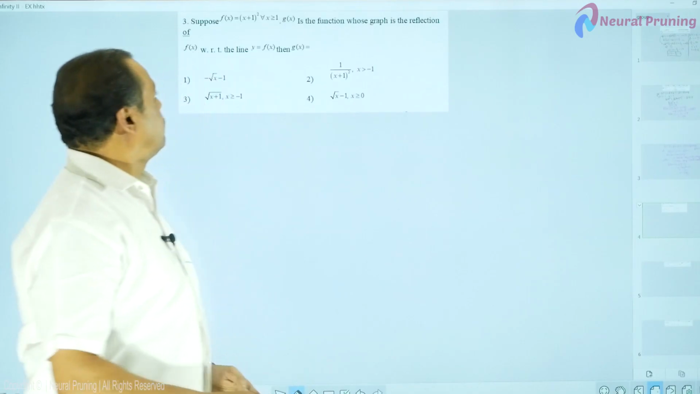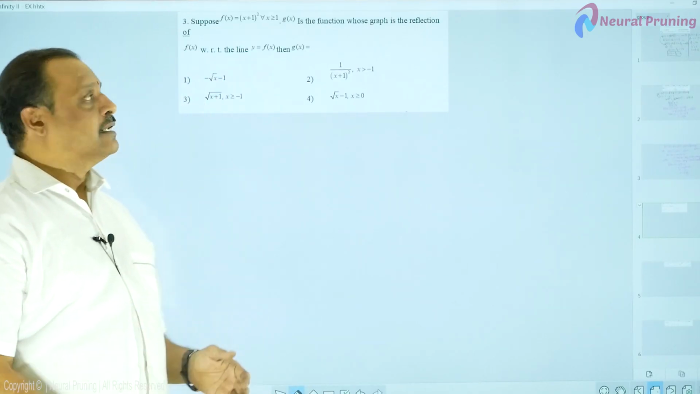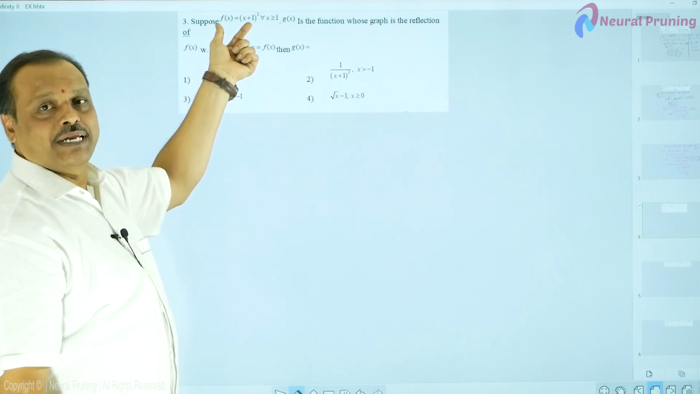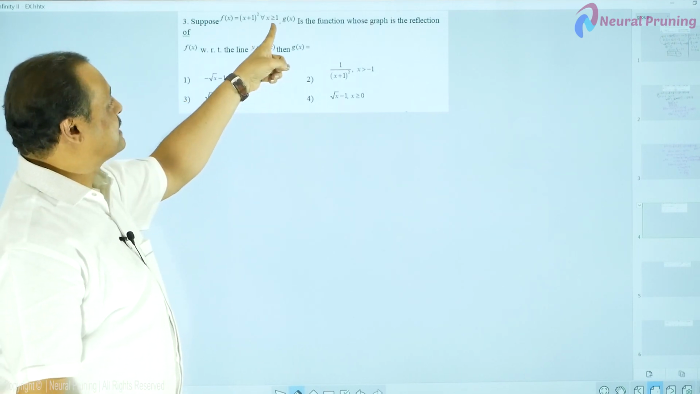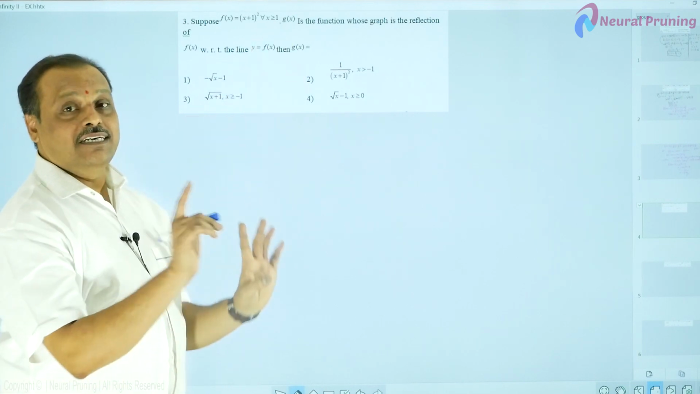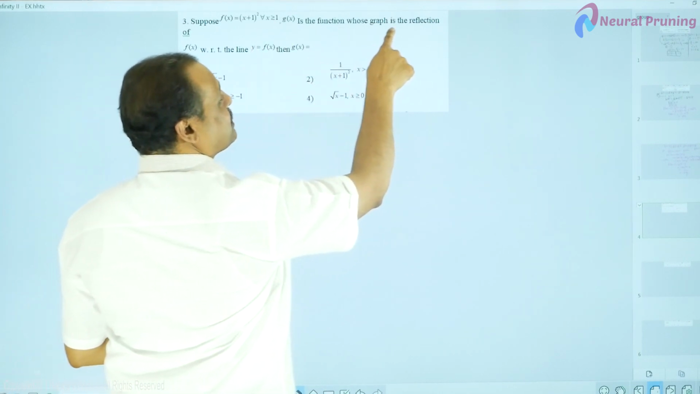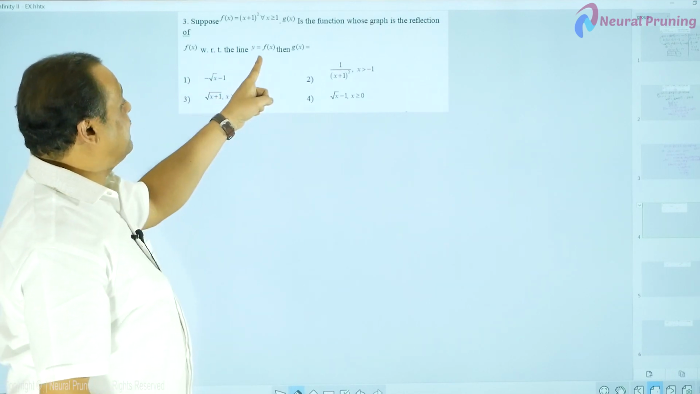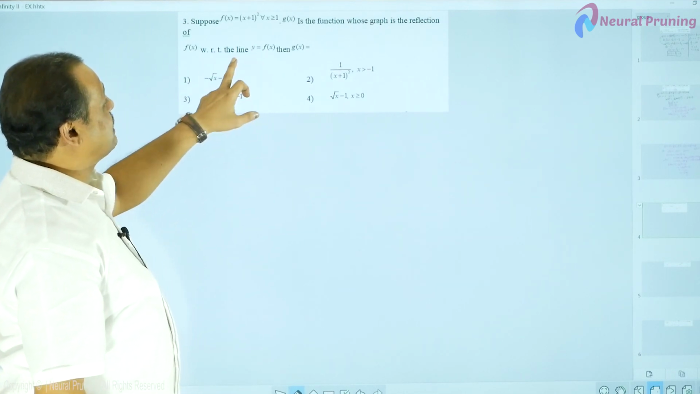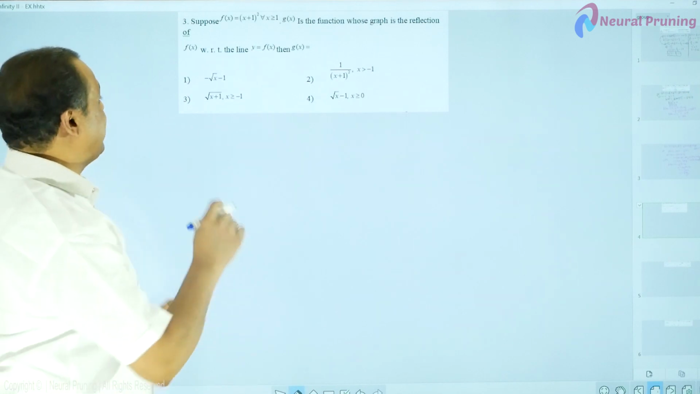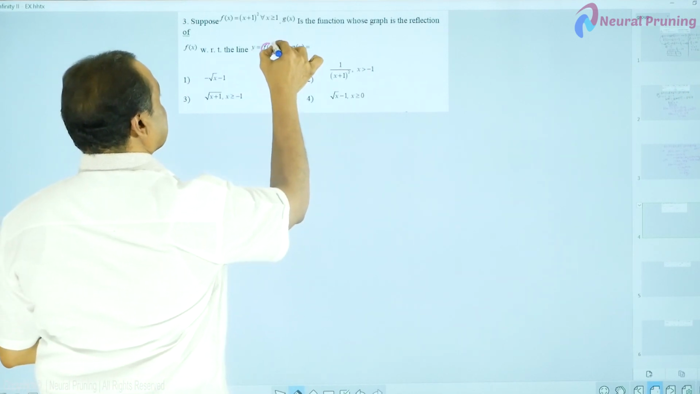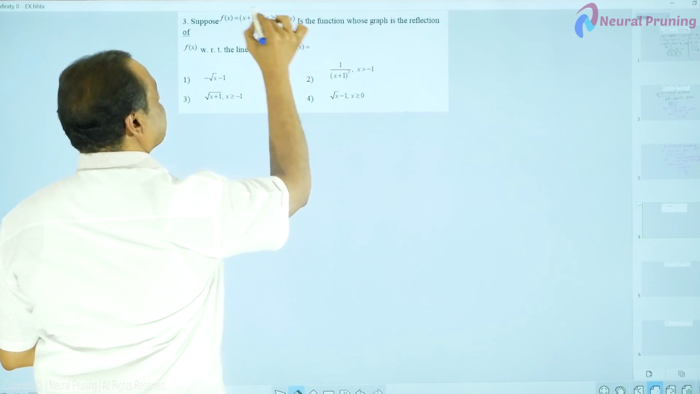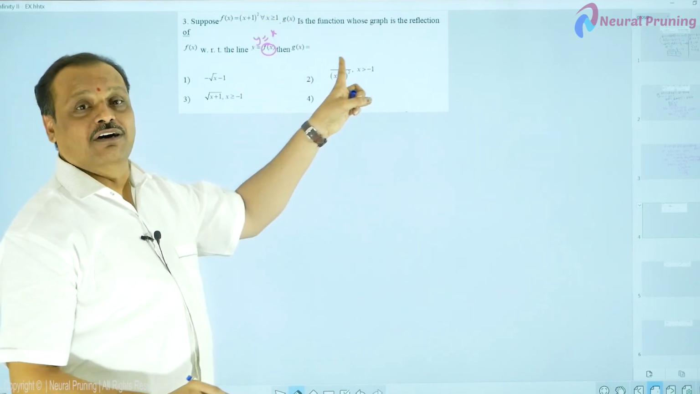The next problem. So here I have a problem. Just observe, f of x is equal to (x plus 1) whole square for all x greater than or equal to 1. g of x is the function whose graph is the reflection of f of x with respect to the line y is equal to x. Then what is g of x?